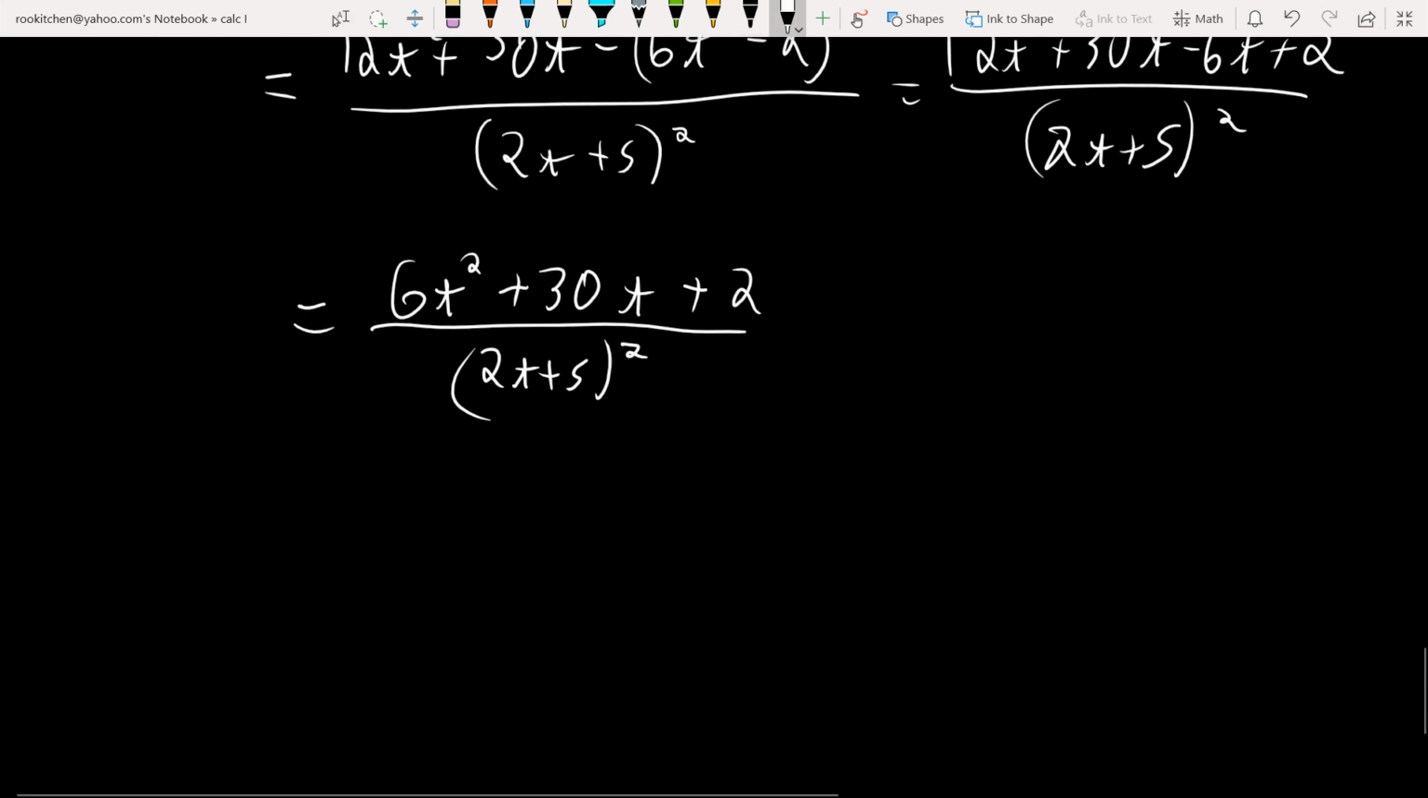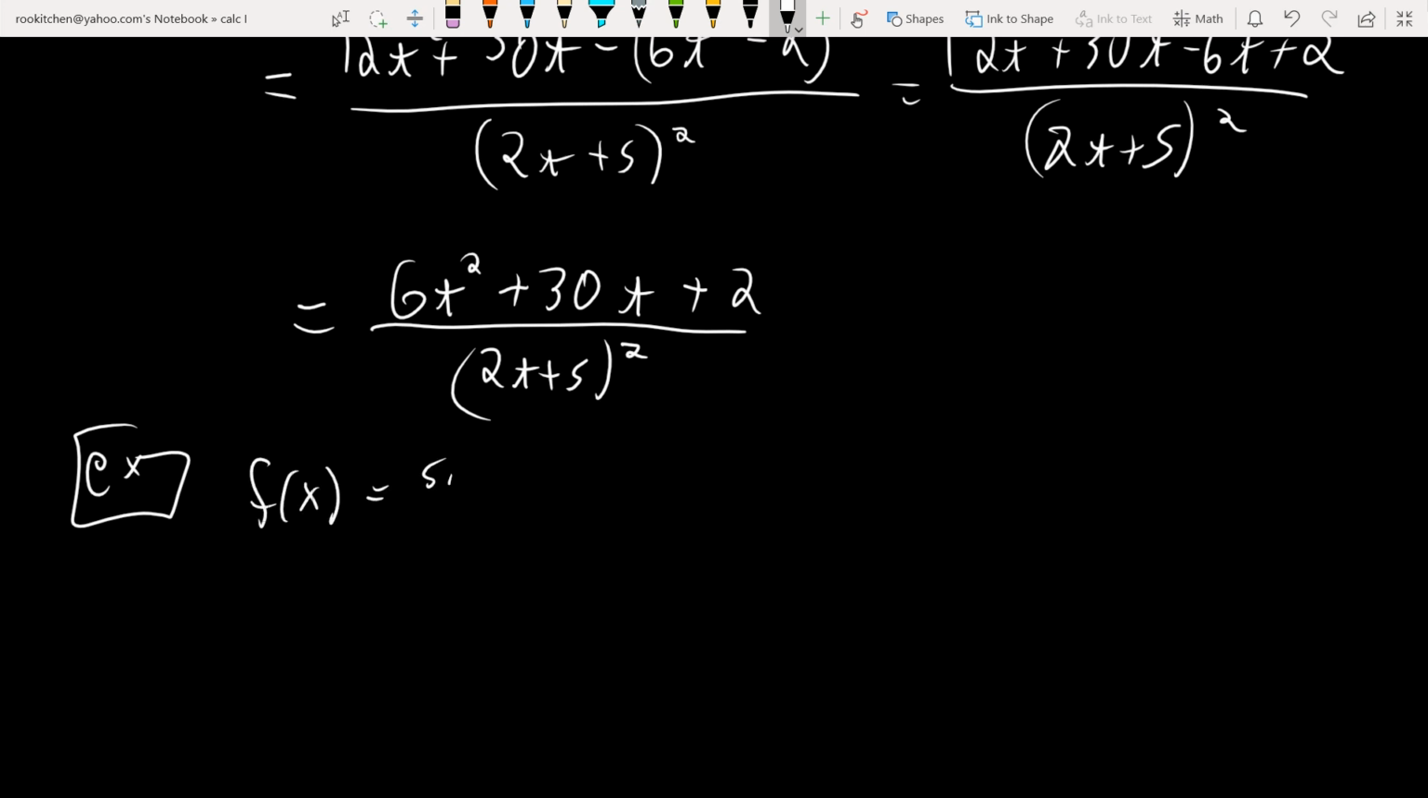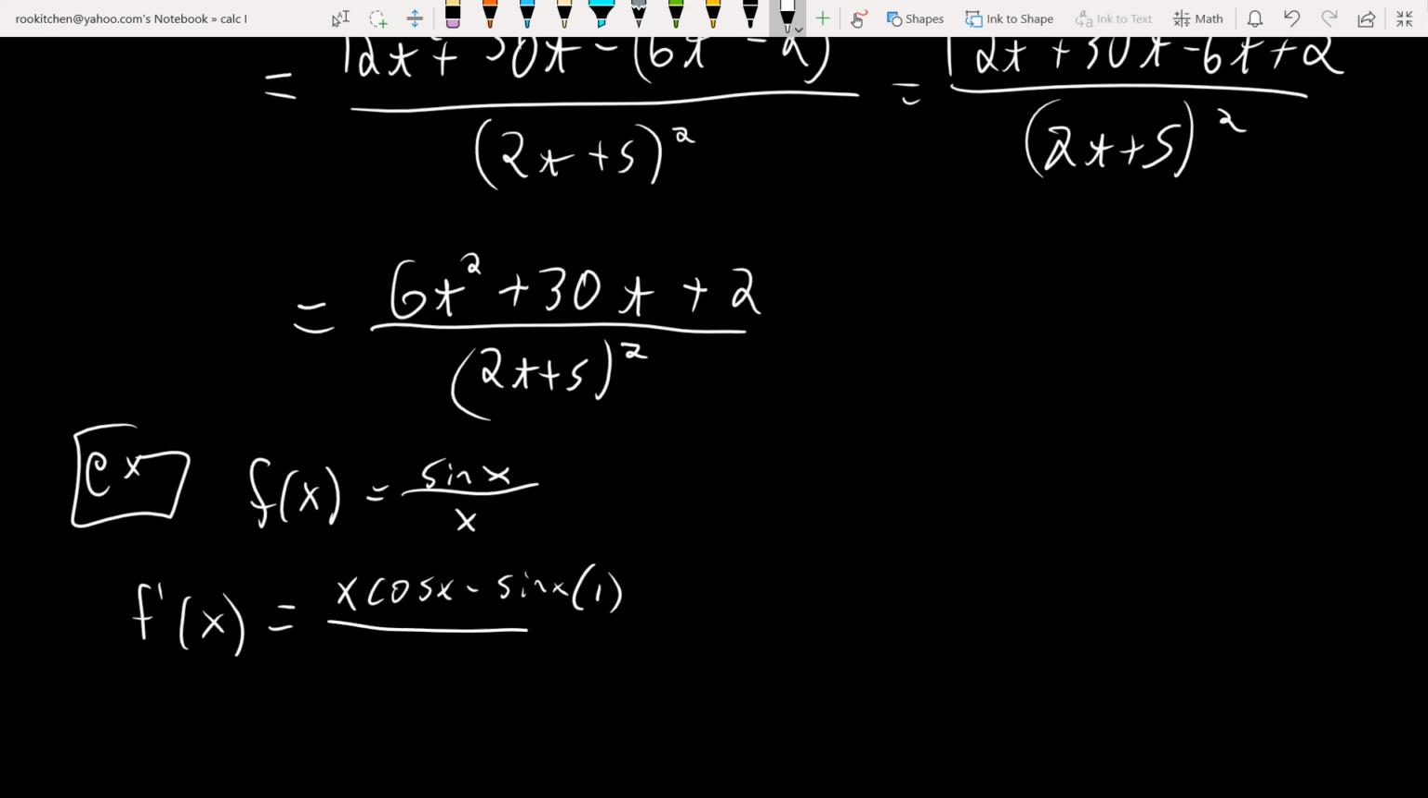Let's look at another example. Okay. So here we have f of x is sine of x over x. So f prime of x: low times the derivative of the high, minus high times the derivative of the low, all over the low squared. And then not much to do. It's just x cosine x minus sine x all over x squared, and you're done. Okay.